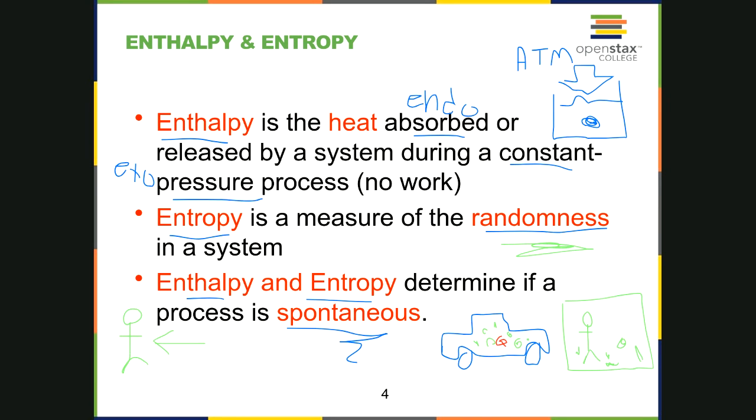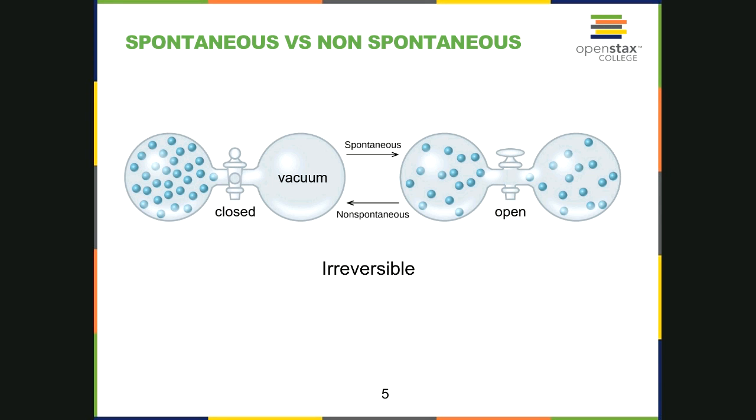Okay, let's look at our next slide. Here's an example of spontaneous versus non-spontaneous. On the left side, we got a whole bunch of molecules, and on the right side, we have none because we have a vacuum. And between the two sides is a valve, and the valve is closed, as it says. So there's a barrier between the left and the right side. But if we open the valve, we'll see that molecules flow from the left to the right, and you have approximately an equal number on both sides.